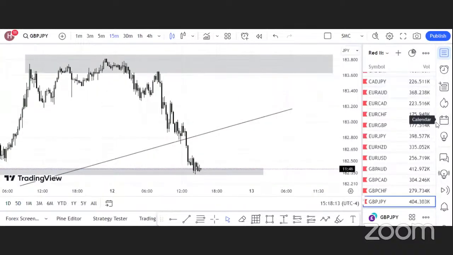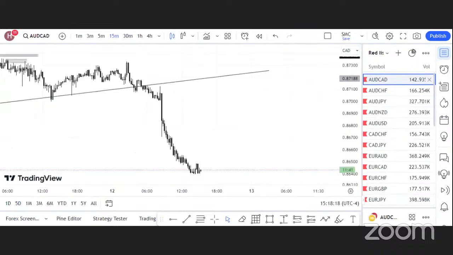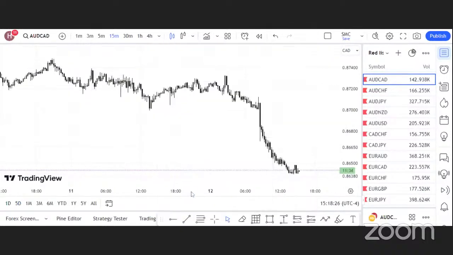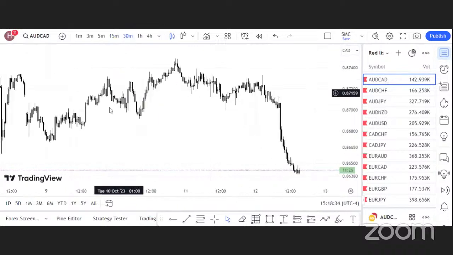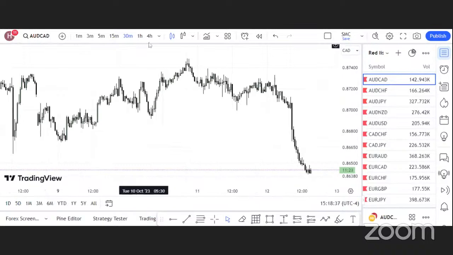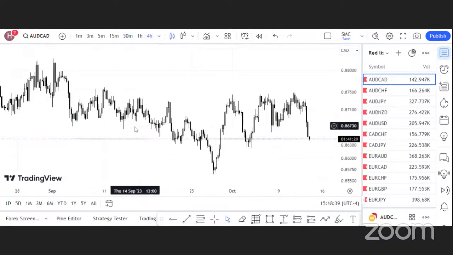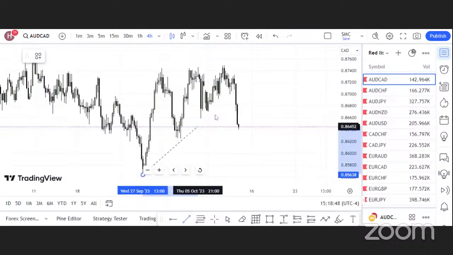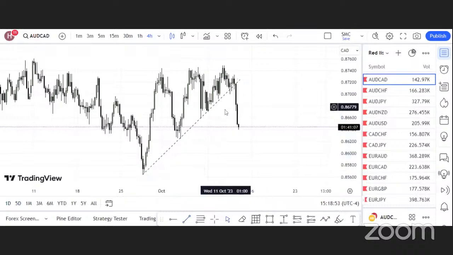So let's continue. Let's do AUD CAD. Okay, let's make the analysis for AUD CAD. So first of all, I love to go to my higher time frame. That way, I'm able to get a proper setup.